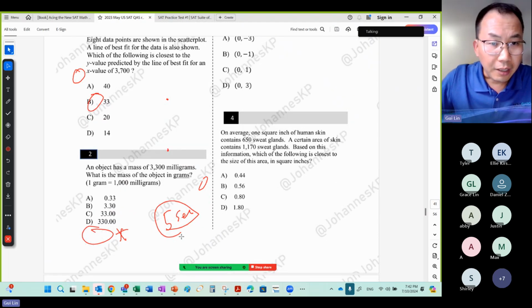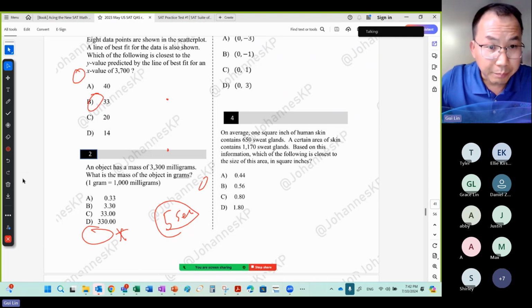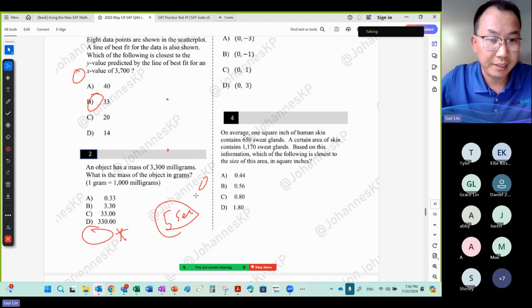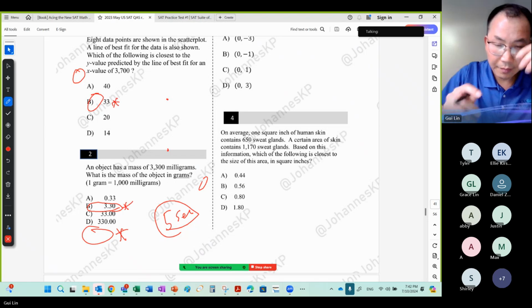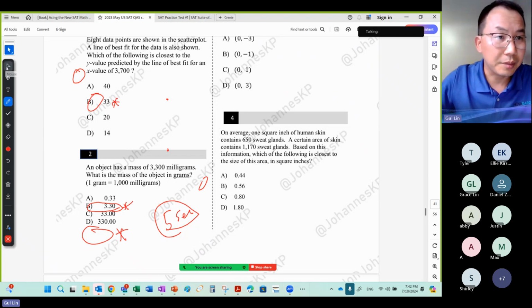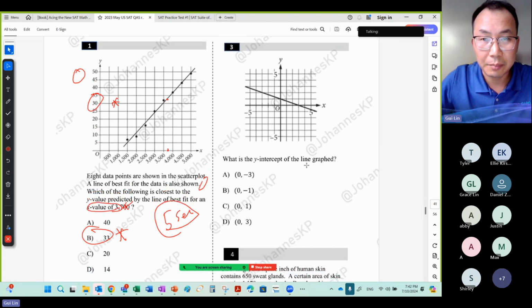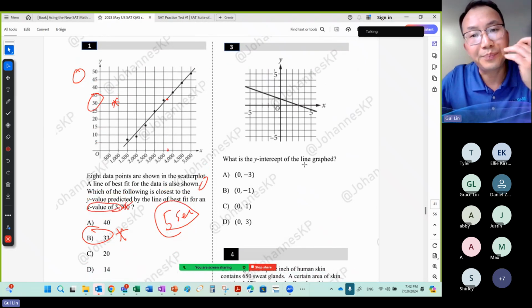Second one. An object has a mass of 3,300 milligrams. What's the mass of the object in grams? So just translate, right? Translate milligrams to grams. You are already given the conversion here. So the option will go to, right, B. So this is a quick one. I thought some of you guys could do it pretty easily. So with some of these, the choice will be pretty easy.